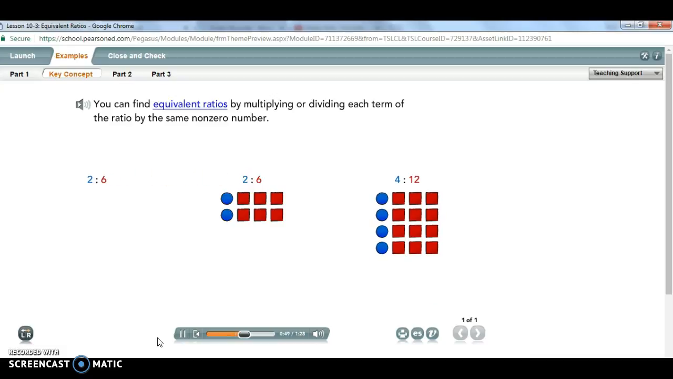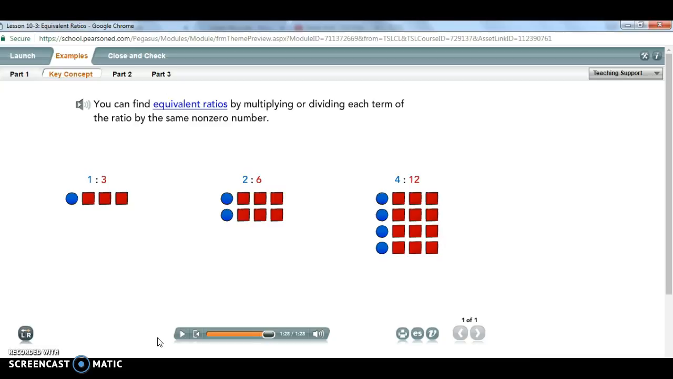To find an equivalent ratio by dividing, divide each term of the ratio by the same non-zero number. You can divide each term by 2. First, divide 2 by 2. Then, divide 6 by 2. The ratio 2 to 6 and the ratio 1 to 3 are equivalent ratios. So, the ratios 1 to 3, 2 to 6, and 4 to 12 are all equivalent ratios.